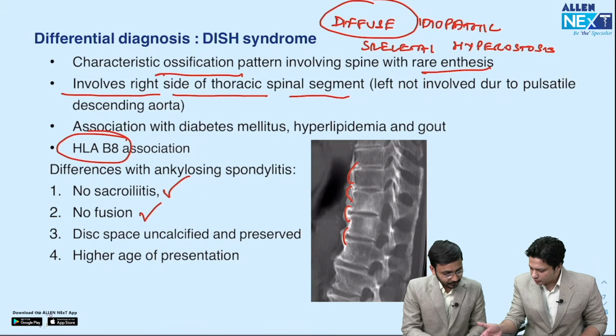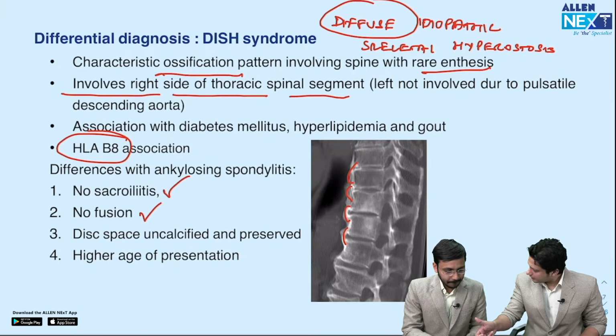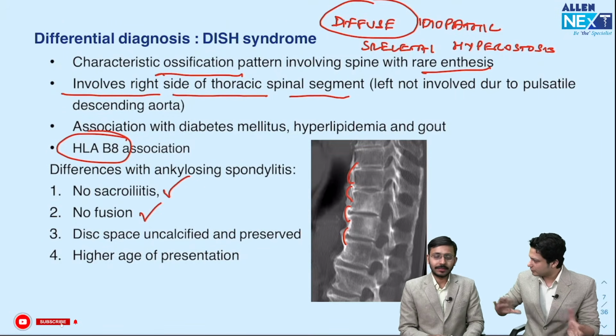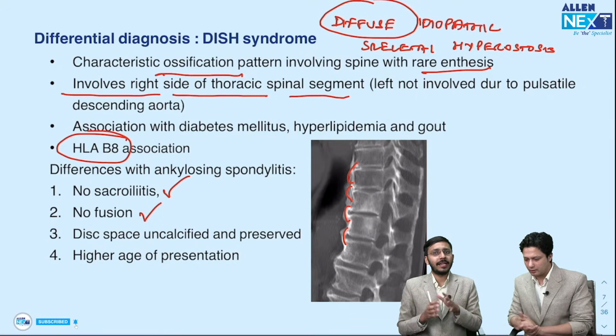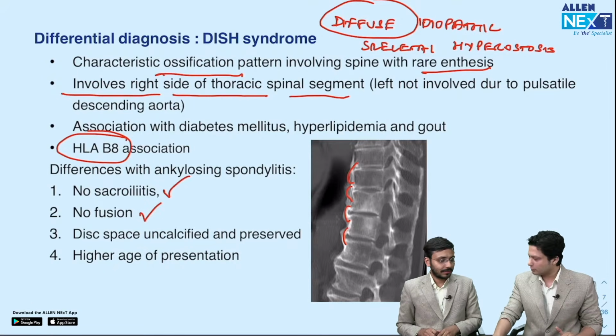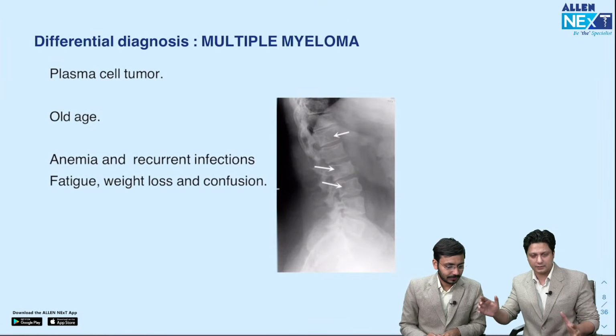And sir, there is also no involvement of the intervertebral disc space. Yes, there is no continuity of the calcification along the vertebrae. So this is how you are going to differentiate between DISH and ankylosing spondylitis. Hopefully you are getting the real answer, on what basis you are going to mark the answer accordingly.